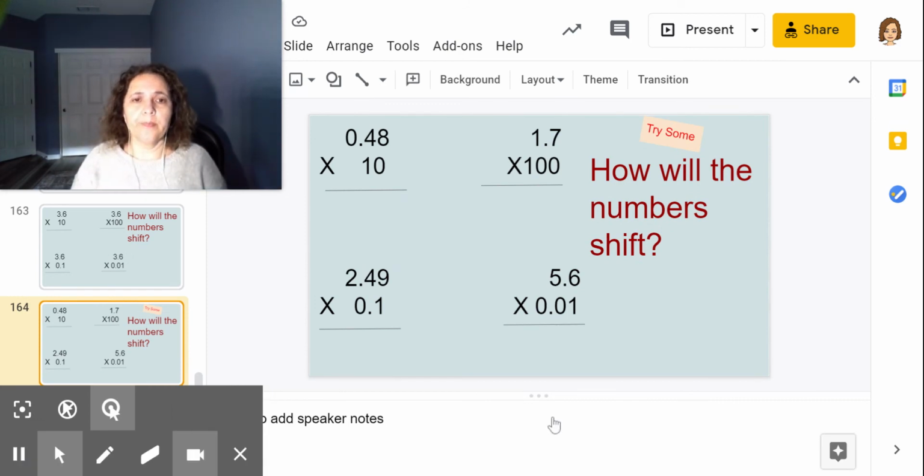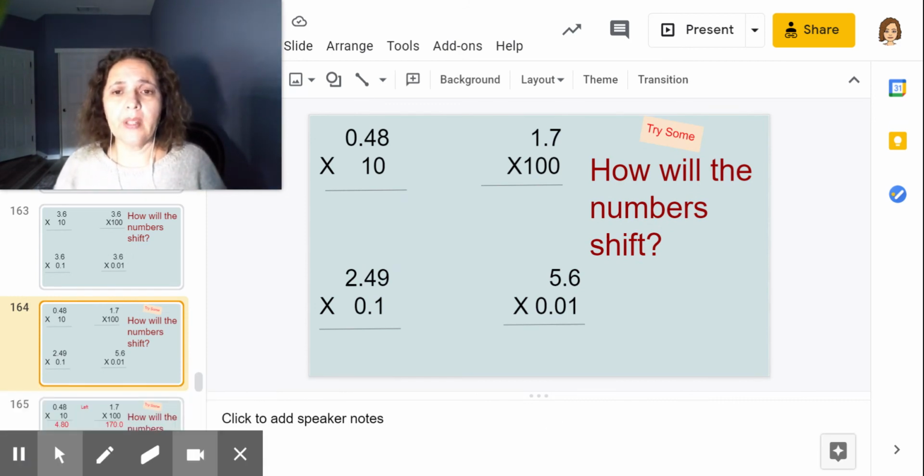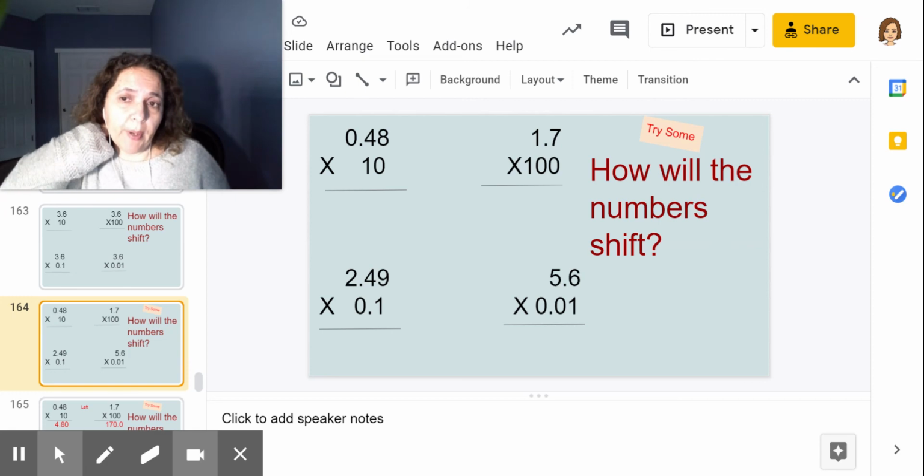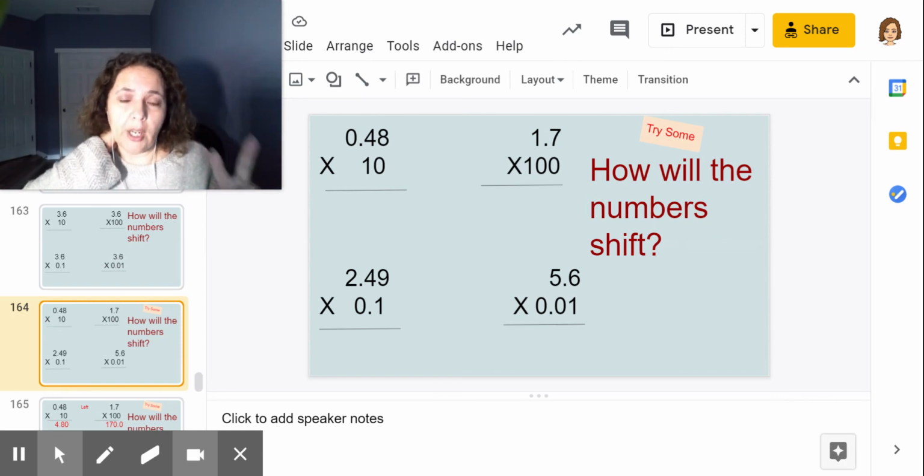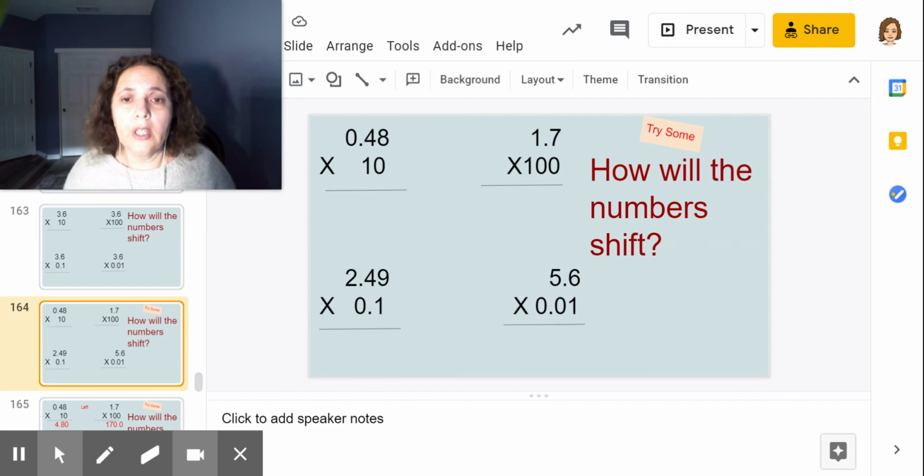Okay, so you try some. How will the number shift? If you multiply by 10, what's going to happen? It should increase by 10 times, right? And what happens when you multiply it by 100? It should become 100 times bigger. 1.7 times 100 will become 100 times bigger. And then 2.49 times 1/10, it should get 1/10 smaller. So they're going to shift one place. And if you multiply by 100th, what's going to happen to the 5.6? It's going to shift 2 times. It's going to become 100 times smaller. So go ahead and try those and see what you get, and then we'll compare answers.